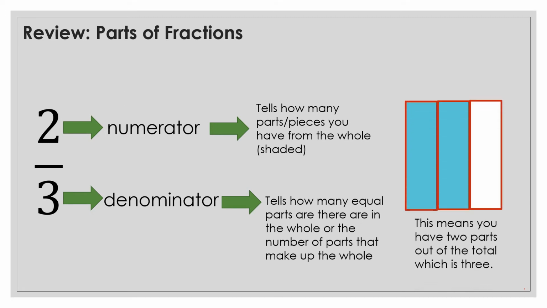For example, in our figure we have a square. The square is divided into 3. 1, 2, 3. Since it is divided into 3, the denominator should be 3. We have here the shaded portion or region. 1, 2. And our numerator is 2. This means that you have 2 parts out of the total of 3.